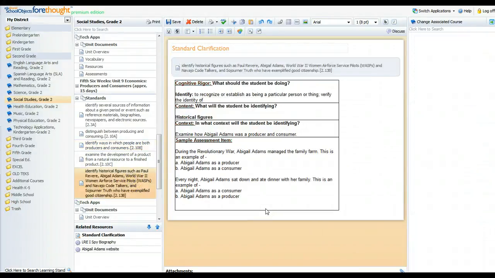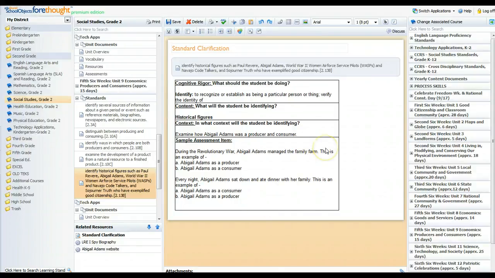Now here, the person that we talk about is Abigail Adams, but we're talking about Abigail Adams not within her biography, but as an example of how she was a producer and consumer. So you're kind of talking about her biography, but talking about the producing, consuming piece of her. Not that she wrote letters to her husband, but what you need to know is that Abigail Adams was the wife of John Adams, and that while he was away, she managed the family farm. And this is an example of her as a producer.